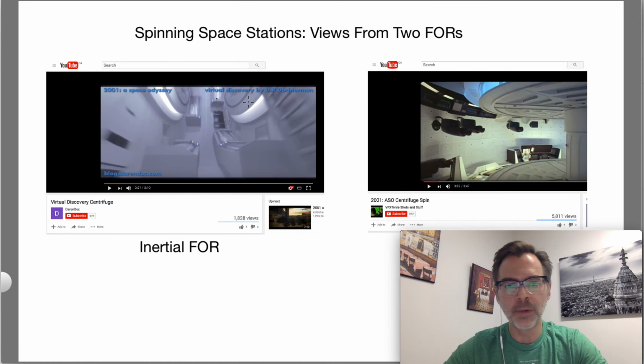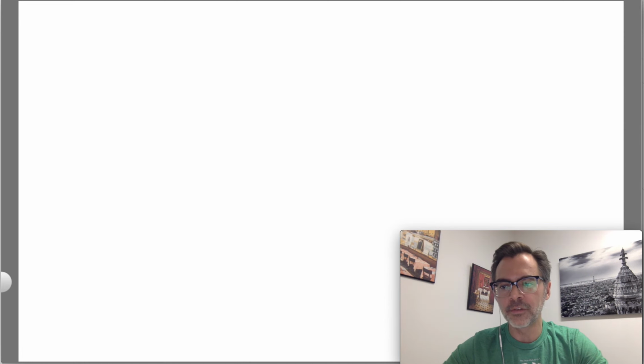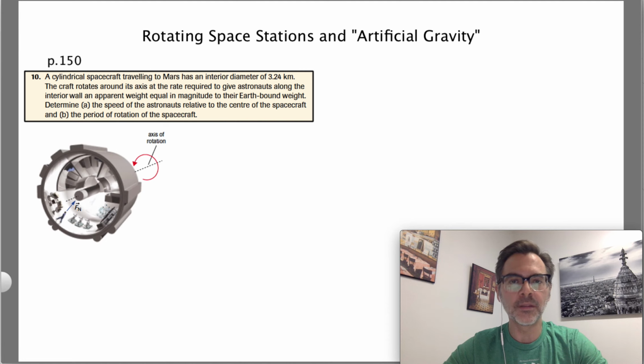Getting back to our lecture notes, what I'm going to ask you to do next is to try a practice problem that's in the textbook. It's number 10 on page 150, and it shows a drawing of that guy inside the space station, which is spinning. They ask you, you're on a cylindrical spacecraft traveling to Mars, here's the size of the space station. We want to spin this thing at a rate that gives the astronauts the feeling like they're in Earth gravity, like they have their earthbound weight. Give this one a try.